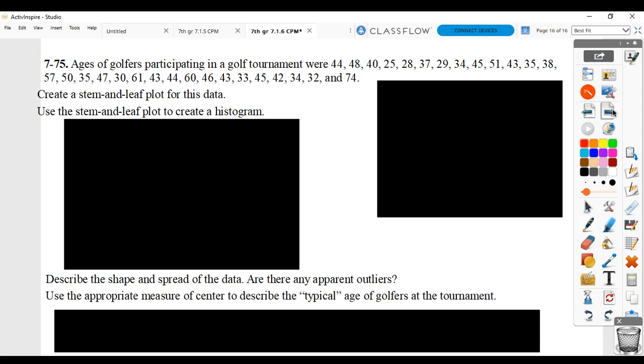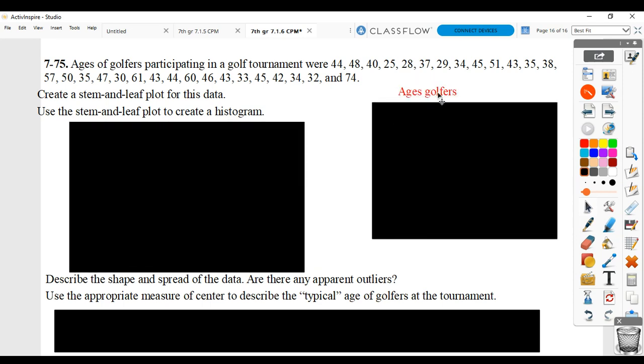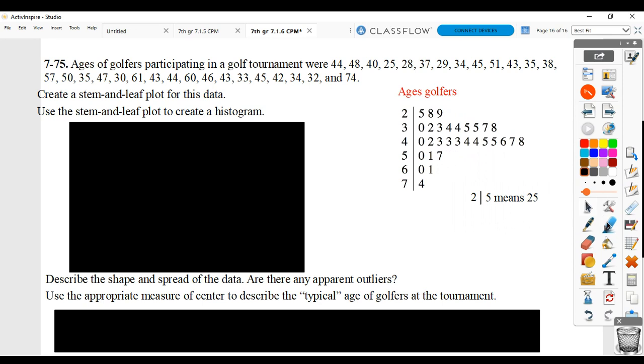For 775, they want you to take this data and start by making a stem and leaf plot. So remember that your stem and leaf plot should have a title, so the ages of the golfers, should have your stem. In this case, when you look at the value, these are all 2-digit numbers, so it makes sense to have our stems be the tens digit and the leaves will be the ones digit. And so we have these values.